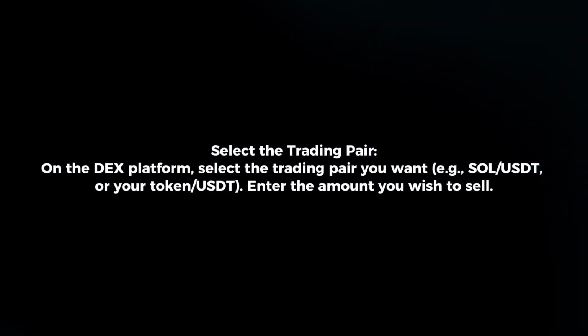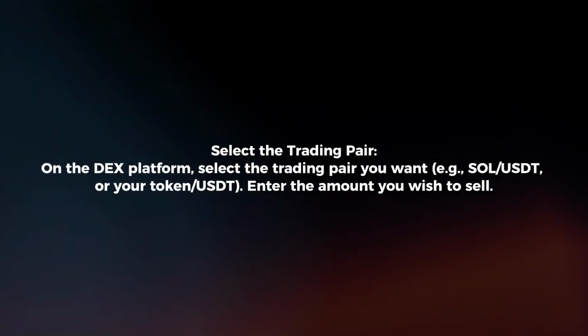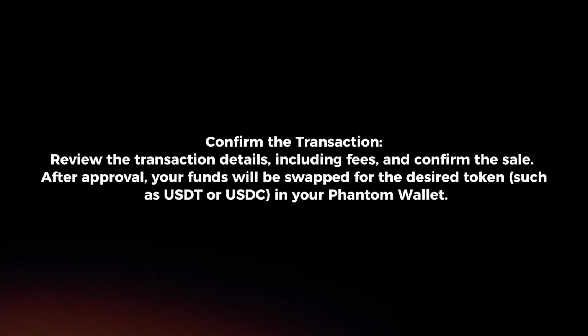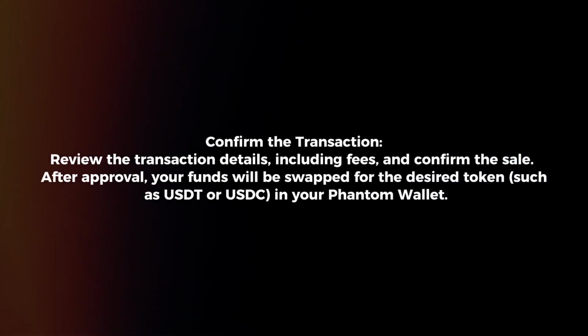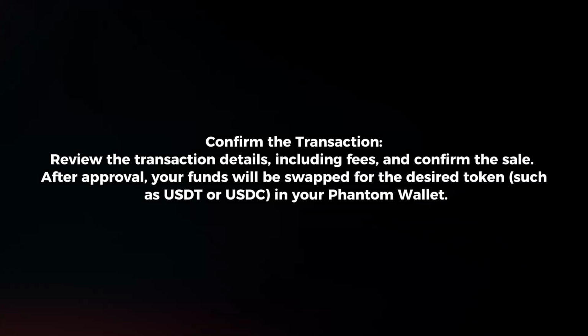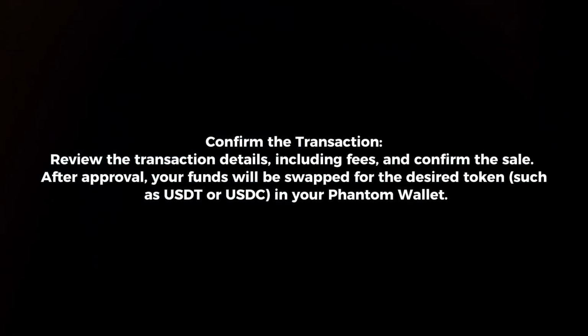Select the trading pair. On the DEX platform, select the trading pair you want. Enter the amount you wish to sell. Confirm the transaction. Review the transaction details, including fees, and confirm the sale. After approval, your funds will be swapped for the desired token in your Phantom wallet.